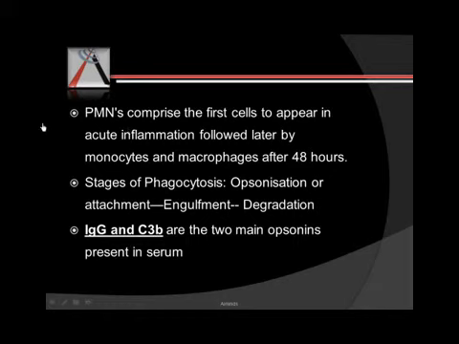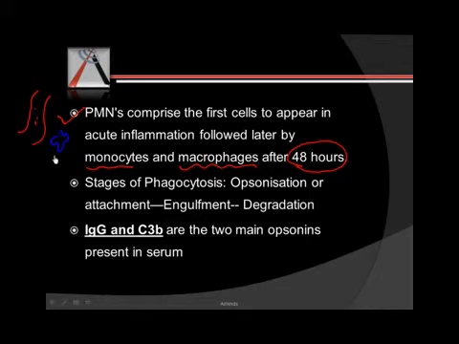In all these events, we have noticed that the PMNs are the first cells to appear in acute inflammation, and later the monocytes and macrophages come into the scenario after 48 hours. After the PMNs come out of the blood vessels, as we have already seen in the last scenario, these are the PMNs which are out of the blood vessel. They start moving towards the bacterial debris. Once they reach the bacterial debris, they start engulfing it.